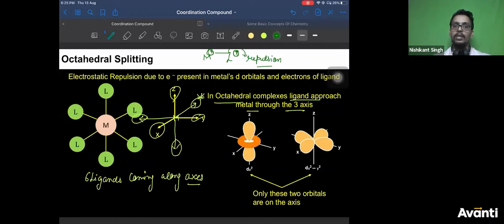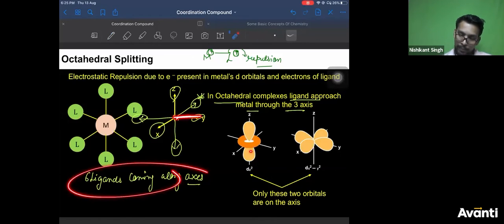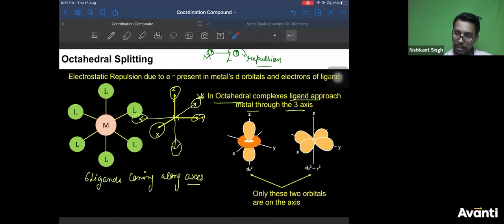Very good, Pritish and Atharv. So what we are trying to say here is, since these ligands are coming along the axis, these 2 orbitals also have electrons along the axis. Correct? They have electrons along the y-axis and x-axis, and ligands are also coming along the axis. So these 2 orbitals will face more repulsion because their electrons are lying along the axis and ligands are also coming along the axis. Correct?